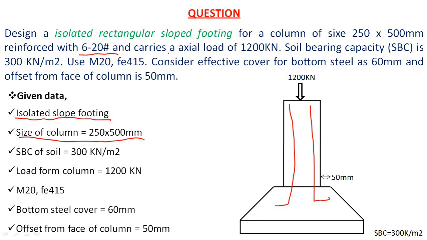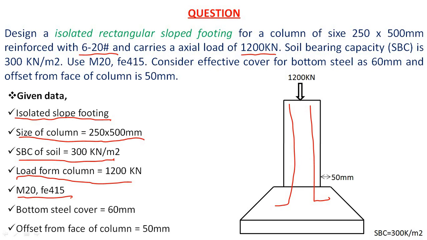And it carries an axial load of 1200 kilonewton. So the load from the column is 1200 kilonewton. Then the soil bearing capacity is provided as 300 kilonewton per meter square. So the SBC is provided to us. And next, use M20 and Fe 415, so the grade of concrete is M20 and the grade of steel is Fe 415.